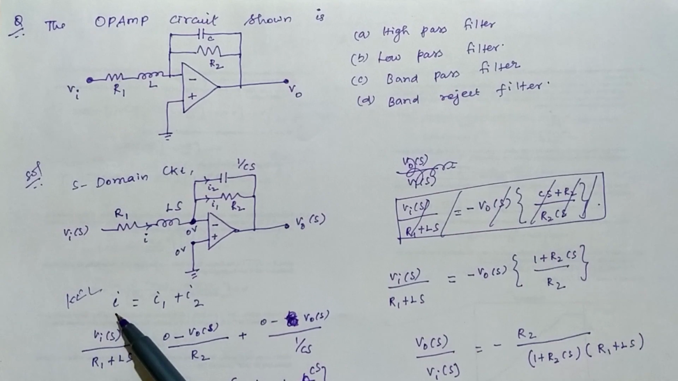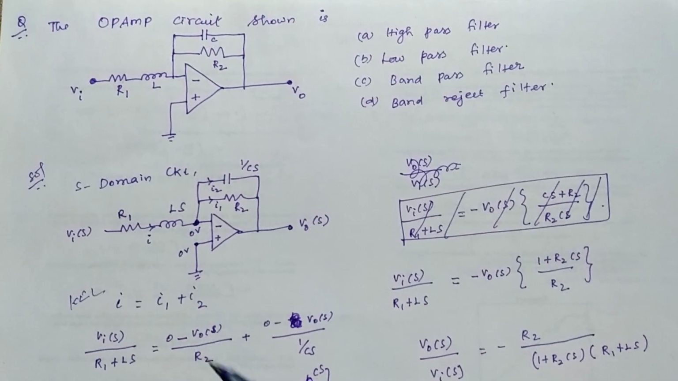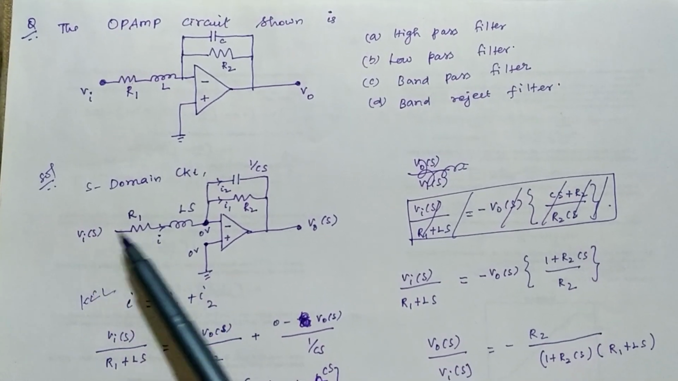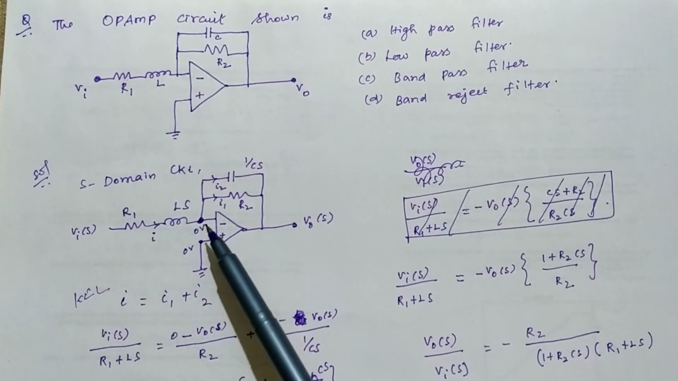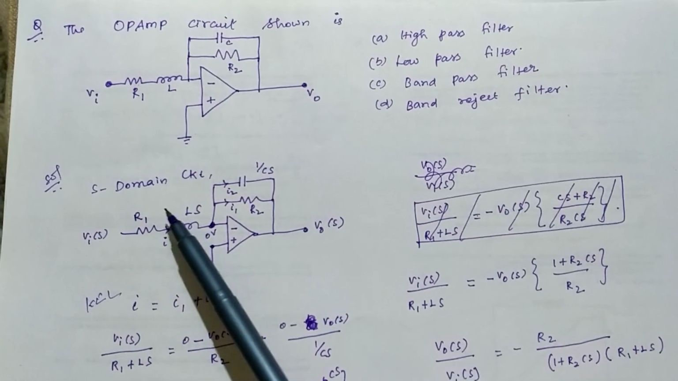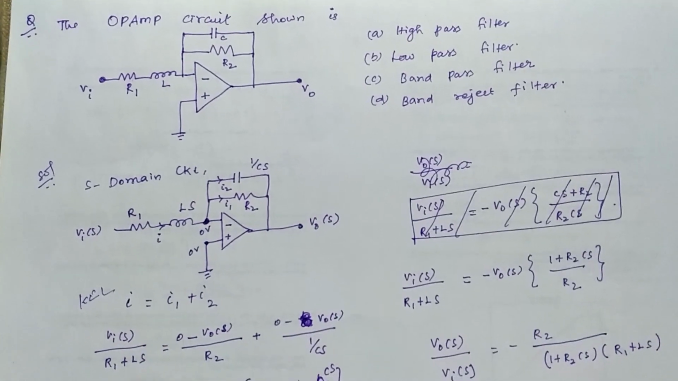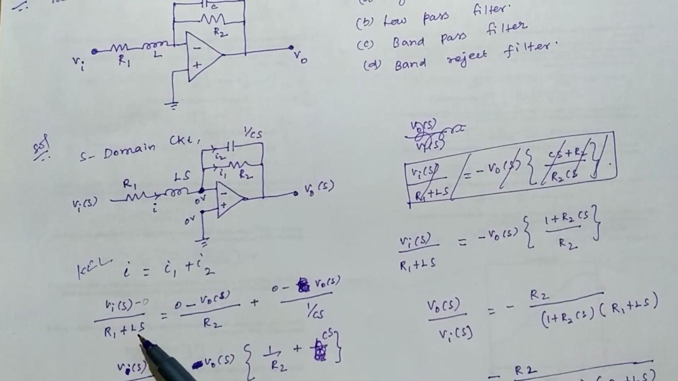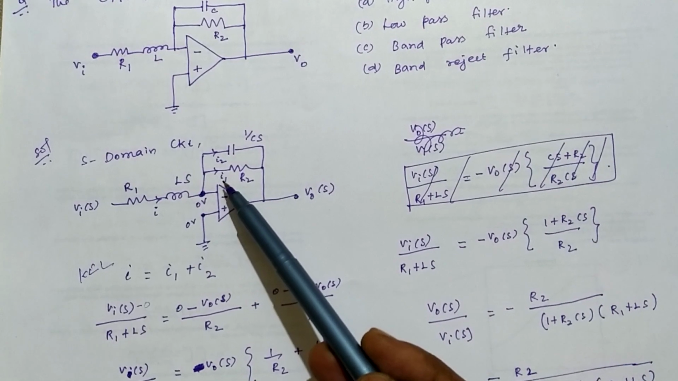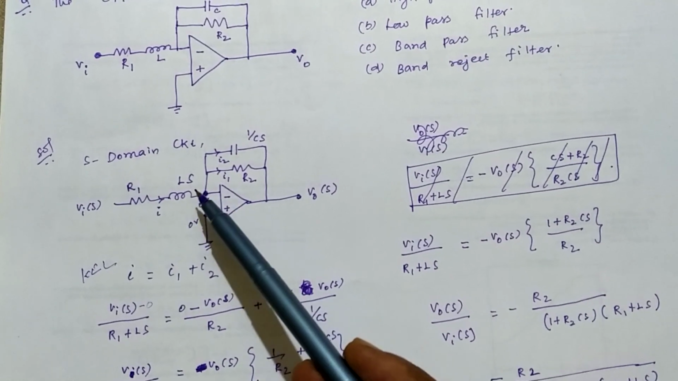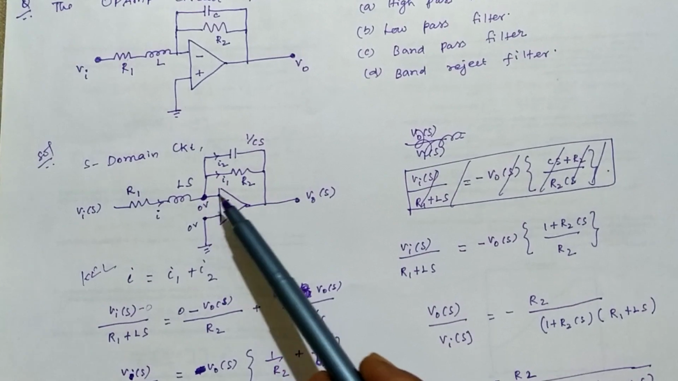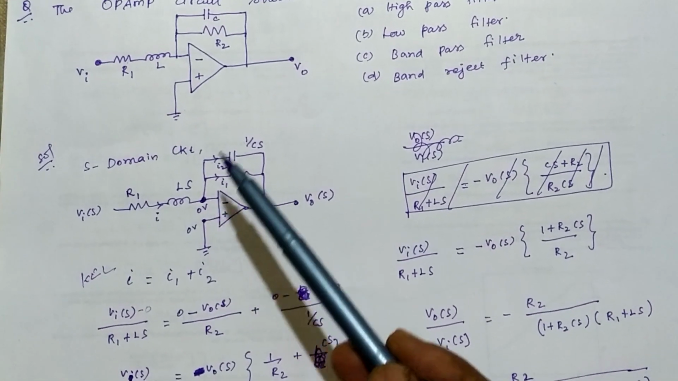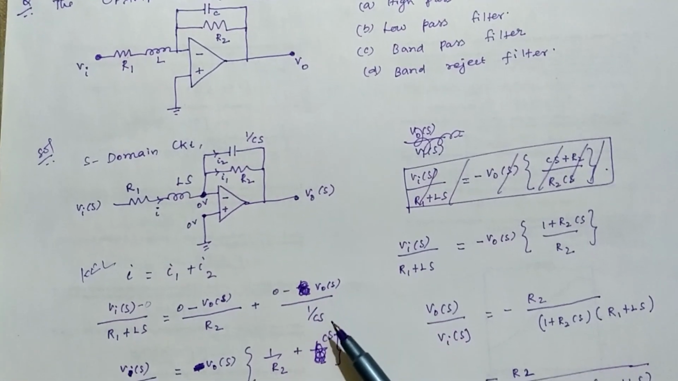So I is equal to I1 plus I2. This I1 can be calculated as the potential difference Vi minus 0 divided by this impedance value, that is R1 plus LCS. And I2 is equal to the potential difference 0 minus V0 divided by R, and here 0 minus V0 divided by 1 over Cs.